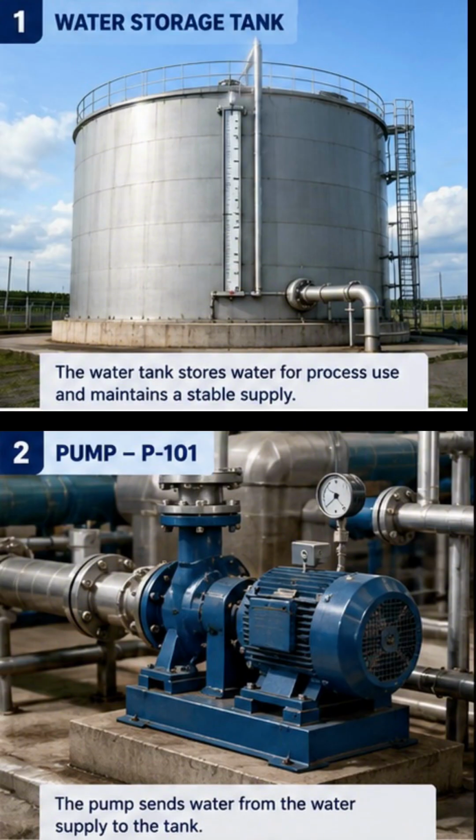This picture shows the water storage tank, which is the main equipment in our system. The tank is used to store water and supply it continuously to the next process. In the assignment, the tank is labeled as TK101.